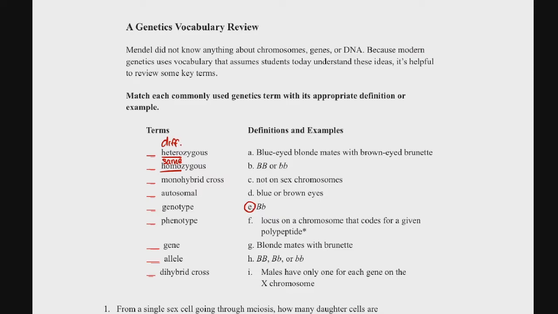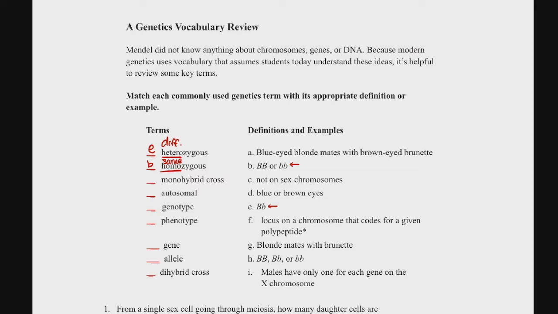Oh, sorry about that. For homozygous, it would be the opposite. And this could be either dominant or recessive, which means that you can see two of the same for either a capital letter or a lowercase letter, how it's usually denoted, which there's an example right here. I'm just going to cross the ones that we've done so far so we can keep track.